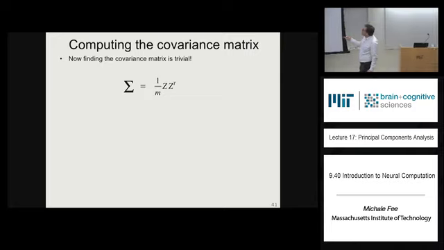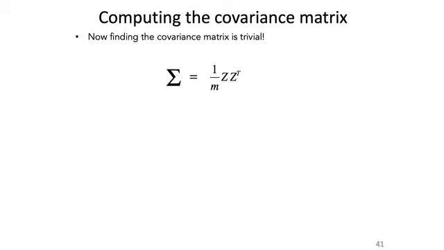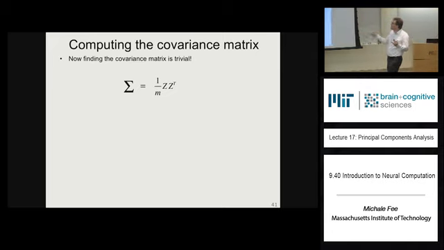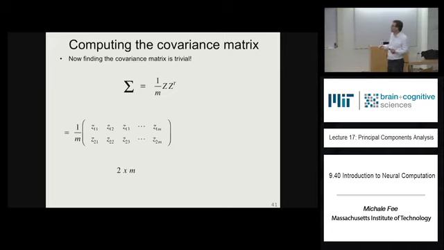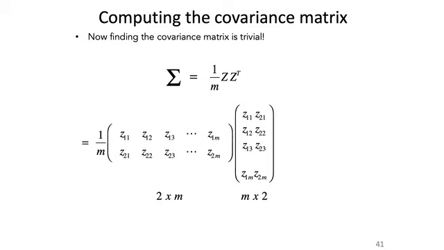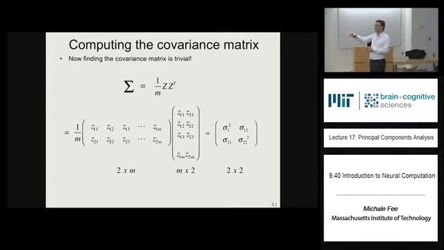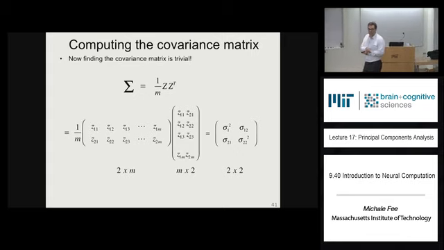So if you want to compute the covariance matrix, you just, in MATLAB, literally do z, this big matrix, times that matrix transpose. And that automatically finds the covariance matrix for you in one line of MATLAB. Okay?